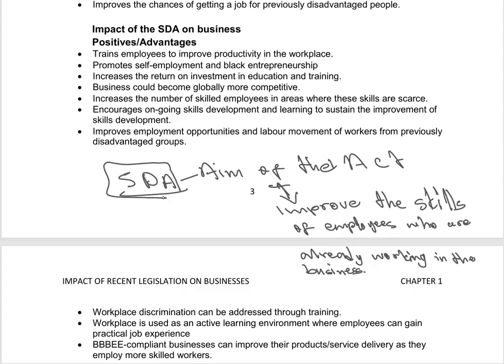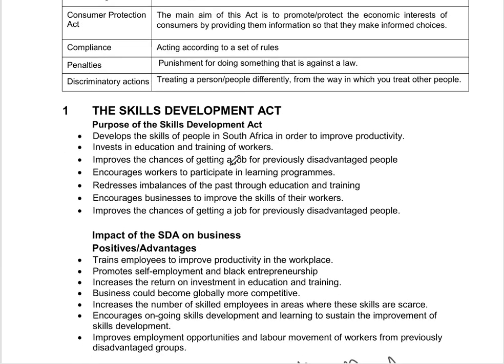to improve what? Productivity in the workplace. So when they see that Mbali is lacking something, they know that we have to comply with this act, since the aim of this act is to improve the skills of employees who are already in the business, right? So when they ask you to define the SDA or Skills Development Act, the aim of this act is to improve the skill levels of people who are already employed in the business. Thank you.